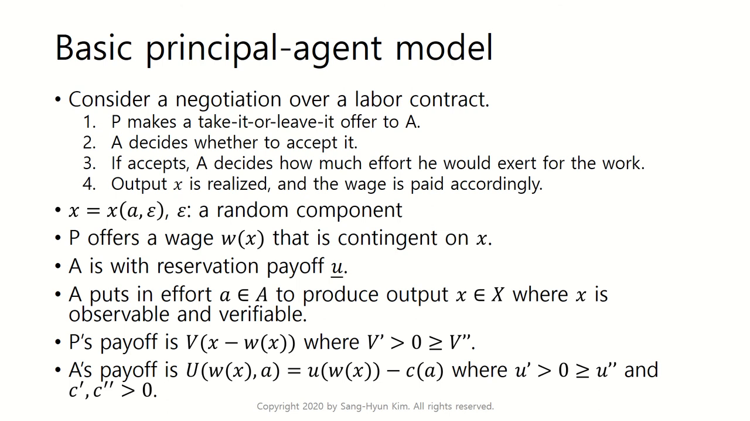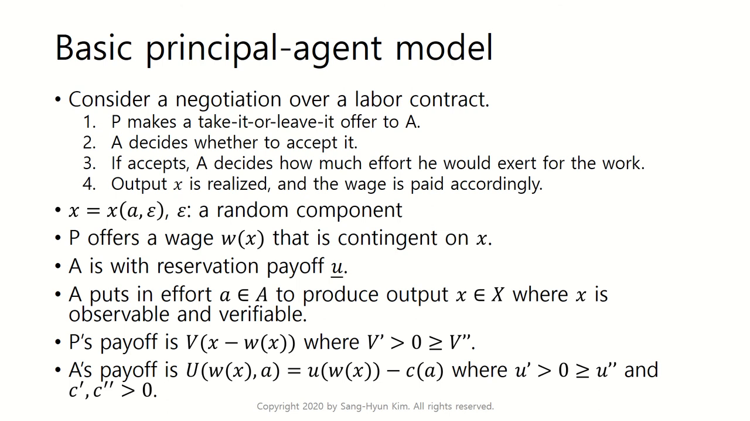So P, the principal, makes a take it or leave it offer to the agent. That's the first stage action. And the second stage is the agent's decision whether to accept the offer or not. And if the agent accepts the offer, then the agent decides how much effort he would exert for the work. And later, the output X is realized and the wage is paid accordingly.